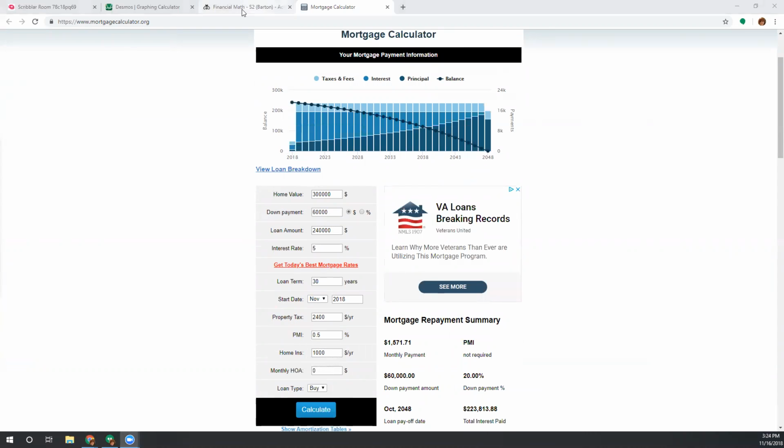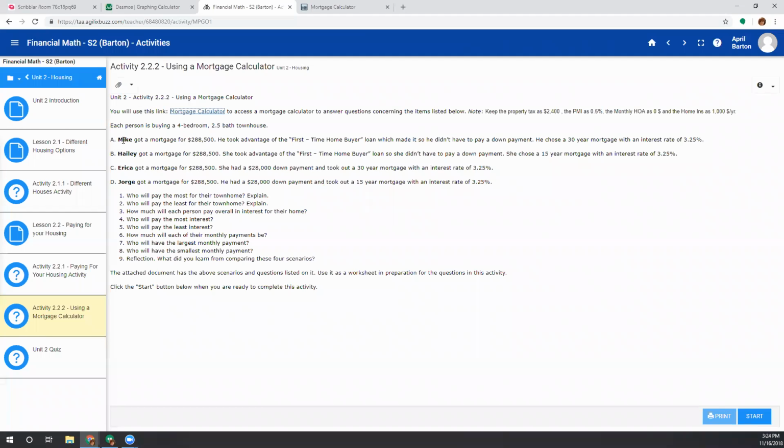So on this particular assignment, they give you a couple of different people. So you're going to want to stay on this page before even hitting start so that you can get the information and enter it in. And you might want to copy it down or have multiple mortgage calculators open so you can go back to each person.